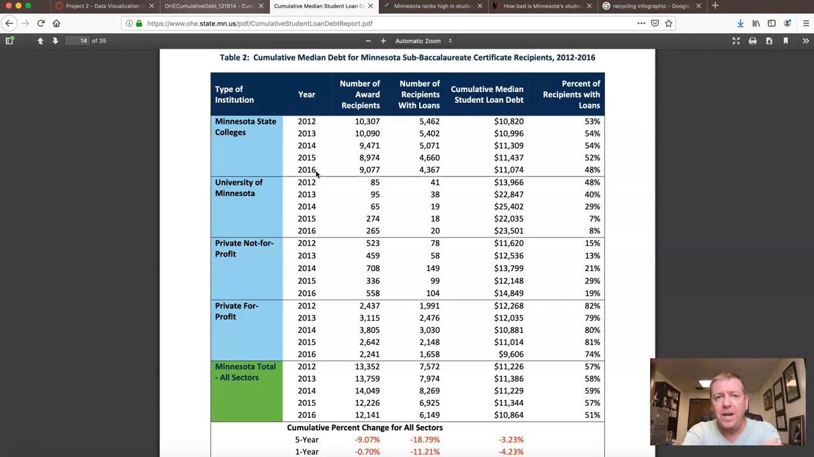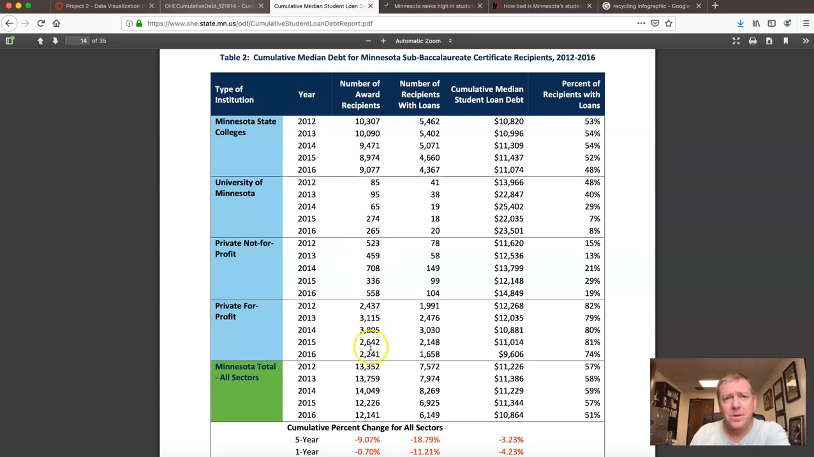This table right here, you can see how complicated it is, right? They go over a 5-year period, 2012 to 2016. They cover Minnesota State colleges, University of Minnesota, private not-for-profit colleges, and private for-profit colleges. And then they have all sectors down below. Here you have the years. This column you have number of award recipients. So actually, how many people actually graduated each of those years.